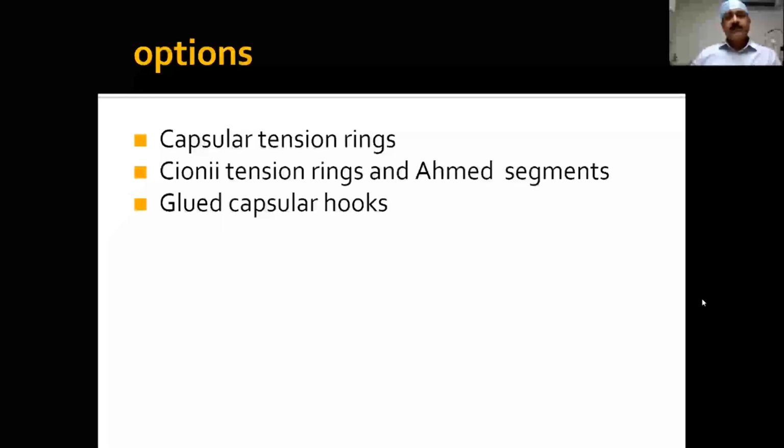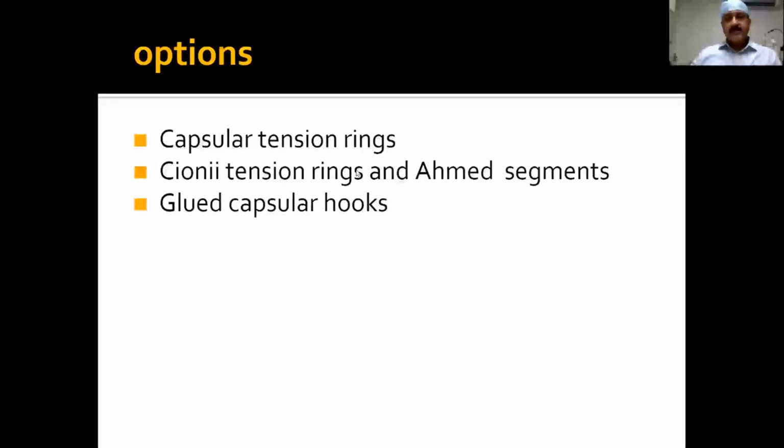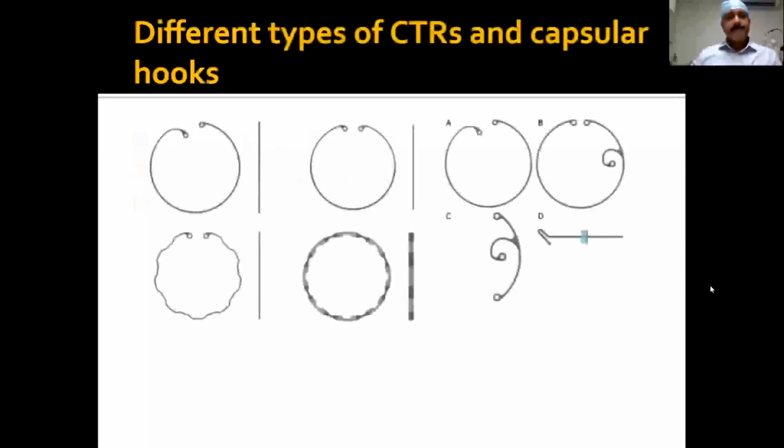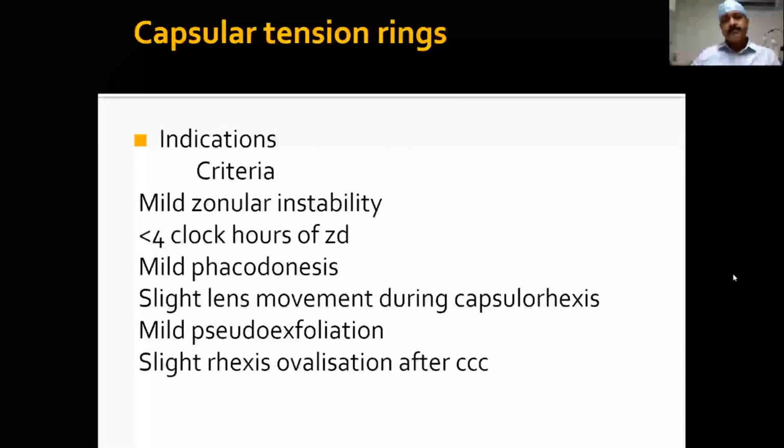What are the options available? We have the capsular tension rings, Cionni tension rings, the Ahmed segments, and the glued capsular hooks. There are different types of CTRs available. The regular CTRs with eyelets here. We have the Henderson rings here. We have a Cionni ring with a comma-shaped loop. There's this Ahmed segment and the glued capsular hook.